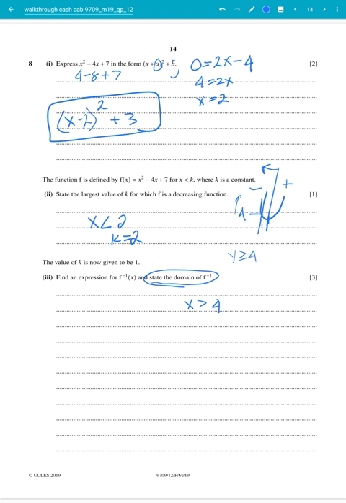So now we just have to take the inverse. So y is equal to x minus 2 squared plus 3. Y minus 3.